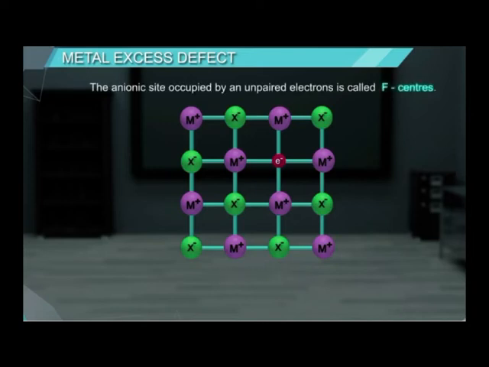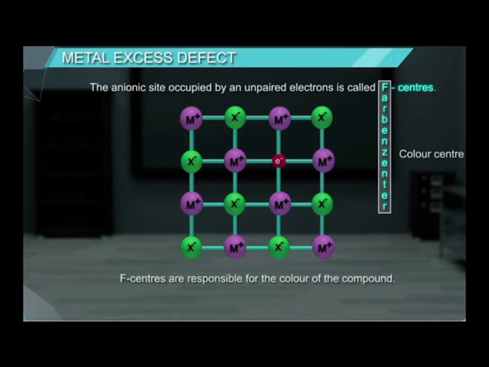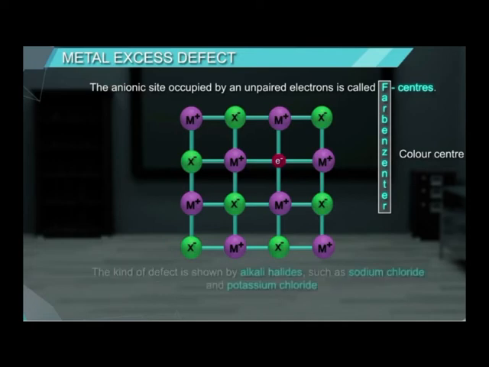The anionic site occupied by an unpaired electron is called an F center, where F stands for Farbenzentrum, which is a German word for color center. F centers are responsible for the color of the compound. This kind of defect is shown by alkali halides, such as sodium chloride and potassium chloride.